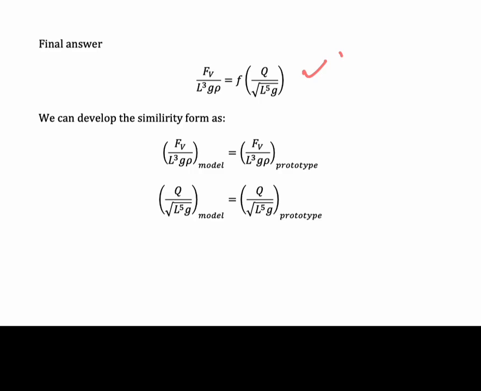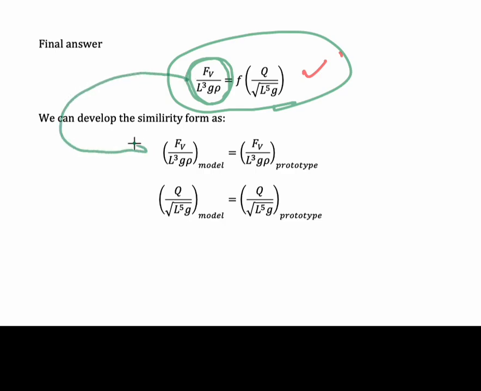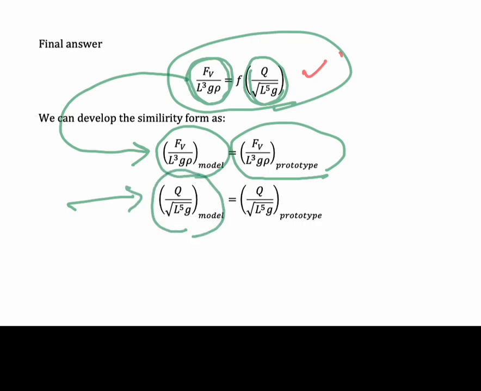So here, we have two terms like this. It can be any number of terms, for example four or five terms, that is okay. But what you want is for these terms to be usable for both model and prototype. That's why we can write F over L cubed, g and rho for the model is equal to F over L cubed, g and rho for the prototype. And again, the second terms: Q over square root of L to the 5 and g for the model is equal to Q over square root of L to the 5 and g for the prototype. So this is the similarity idea from the Buckingham pi theorem.